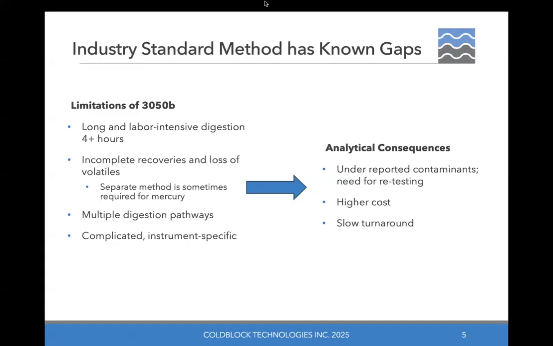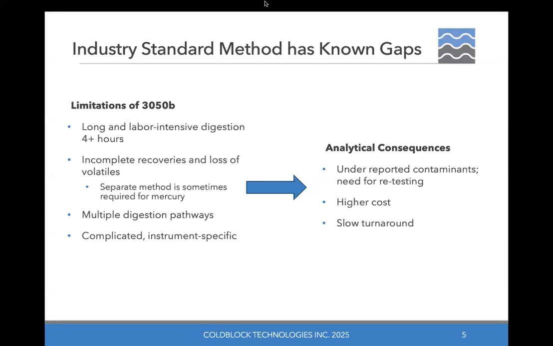The second shortcoming or issue with the method is really its recovery of volatile elements, including mercury, where often a completely separate method is required for evaluation. There is some complexity with these methods, often multiple digestion pathways or optional steps depending on the elements of interest or on the organic content of the soil in question. As a result, the impacts are, frequently you can see underreporting or at least variability in reporting of some key elements, and that can result in the need for retesting. It's a slow process, and again, it's higher cost. We're all facing throughput capacity constraints and slow turnarounds.